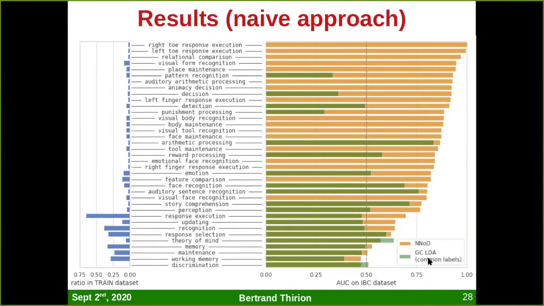Actually, we do better, for instance, than the GCLDA, in green, a model that was proposed by Yarkoni and colleagues a few years ago to do the same kind of tasks. And that was trained on the Neurosynth database. So we could use this model. And we see that by leveraging the images, we obtain higher accuracy than by using the GCLDA model trained on the Neurosynth database.